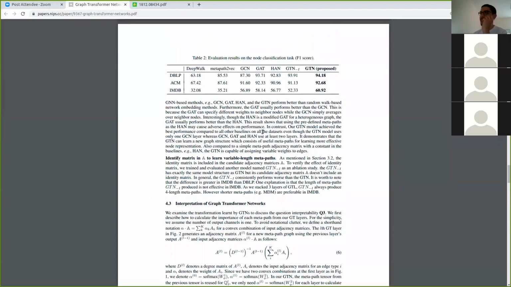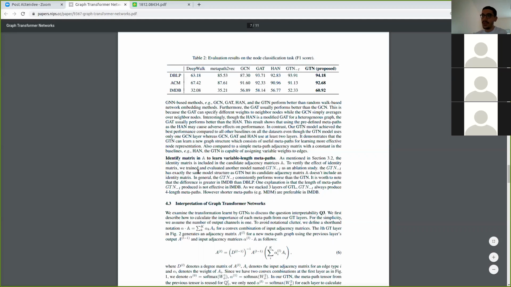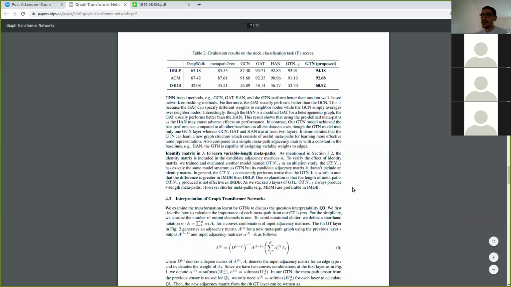So these are the results on one task. There's a point here about including the identity matrix in the collection of adjacency matrices. They say this is to include some of the original structure in your model, the original node connections. Not including the identity matrix causes a drop in performance.